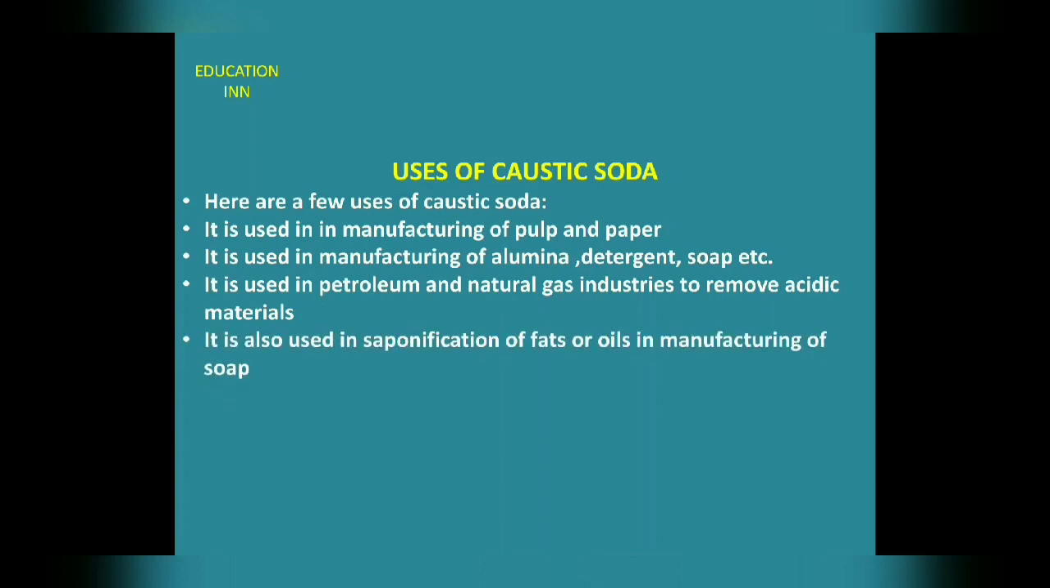It is also used in saponification of fats or oils in manufacturing of soap. Saponification of fat is a very important reaction on a commercial or industrial scale. It is the process in which fats and oils are converted into soap using sodium hydroxide. You will study it in detail in chemistry part 2. So these are the uses. I described these uses so that you can understand the importance of manufacturing of sodium hydroxide.